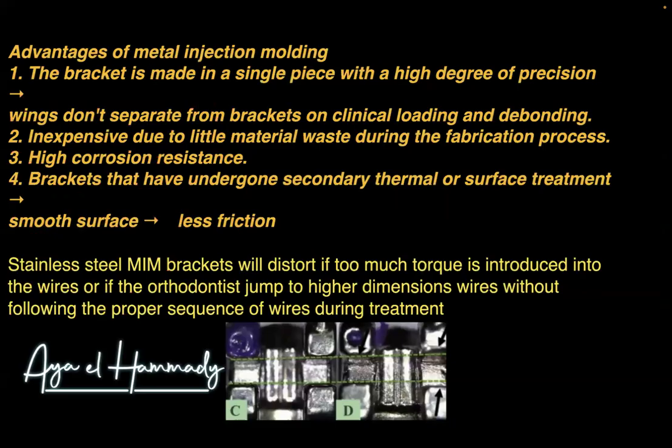What are the advantages here? First of all, we make it as one single piece. We are not going to collect it like a puzzle, so it gives me more precision. Second, because we make all of it as one part, the wings don't fracture like the casting parts. I don't have any problem with the torque because it's made as one part, not as puzzle-collected parts. It has high corrosion resistance and less friction.